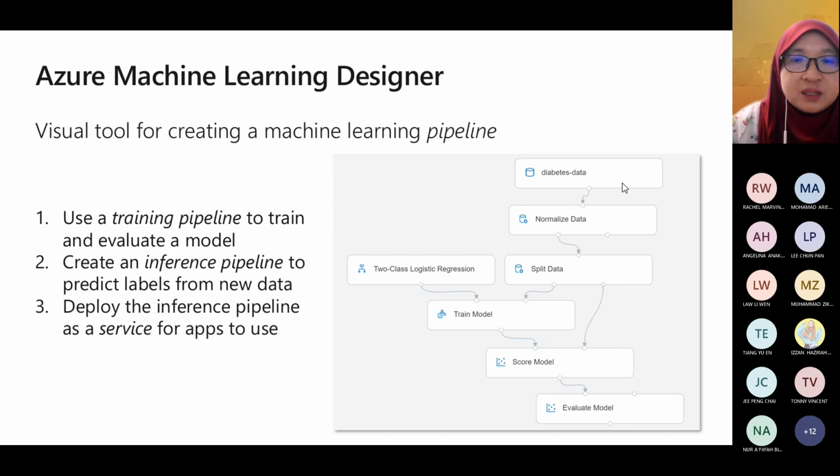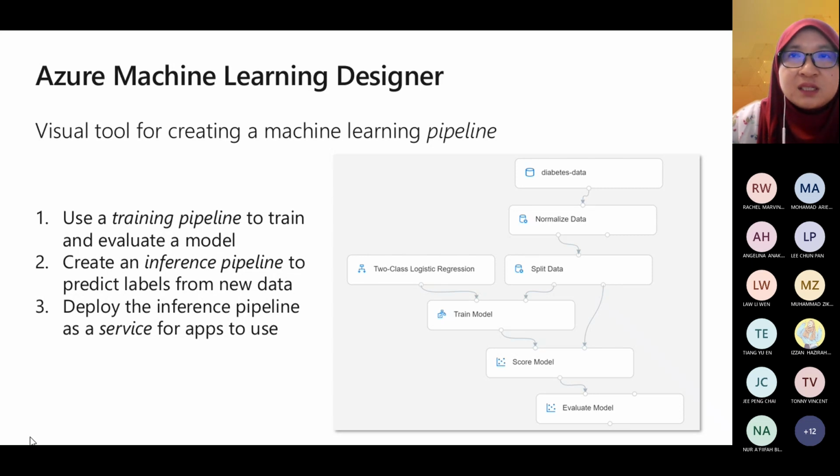Then designer includes the normalize data module. Next, split data. After the data has been cleaned and then normalized, the split data is used to randomly split the dataset into a training and validation subset. This is a common step in supervised training, because we have some existing data lah. So you can evaluate the model using data which it wasn't trained on. So two class logistic regression ni actually okay compared to your trained data.